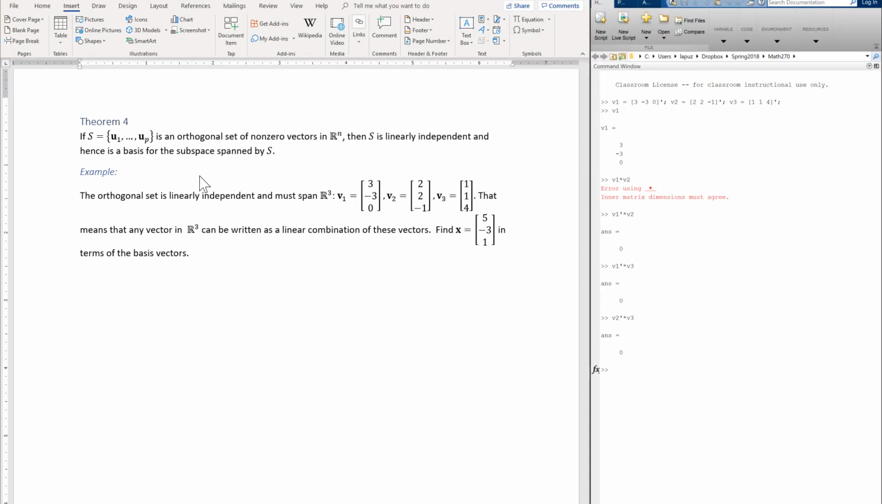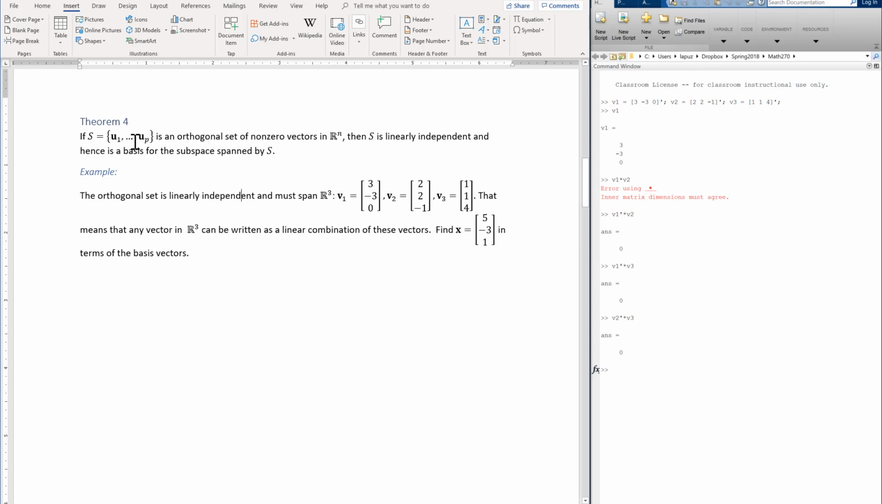Still in section 6.2. This is part 2. We have a theorem now here. Suppose S is an orthogonal set of non-zero vectors in Rn. Then S is linearly independent, and hence is a basis for the subspace spanned by S. Okay, so that's the theorem. We're not going to prove it, but you can check the book for the proof.